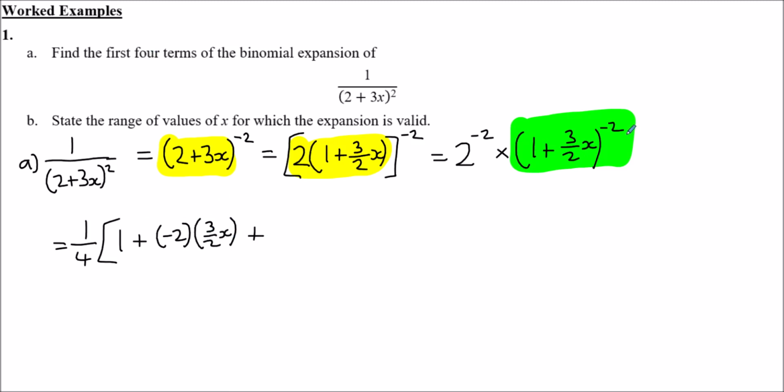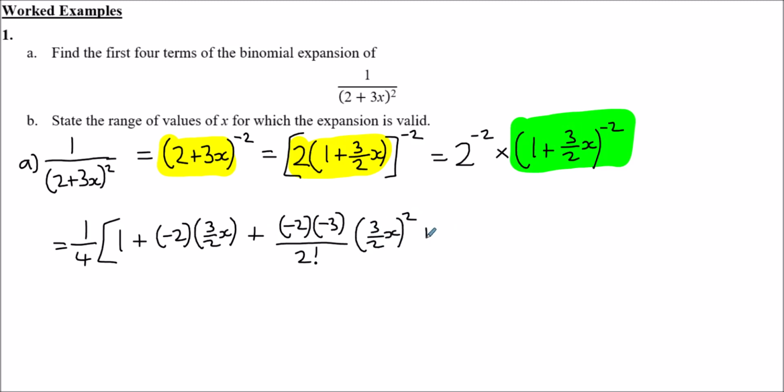Next, we take the power again, take 1 off it, so minus 2 times minus 3. This is 2 numbers, so I write 2 factorial. And because this is 2 values, I now do this term here squared. So it's (3 over 2 x) all squared.